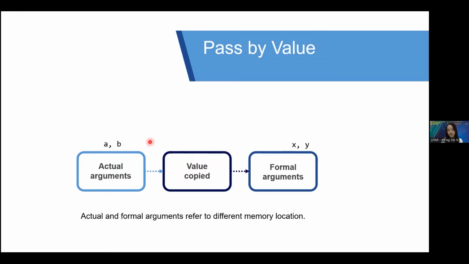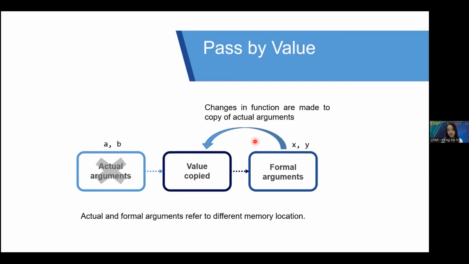Okay, so all these actual and former arguments a, b, x, y, they are all different variables stored in different memory locations. Basically, you can think that they are all different variables, right? So if any changes are made to the former arguments, if you try to change the value of x and y, it won't affect the actual arguments' value. It would just make the changes to its own former arguments, the x, y in the function only. That's how it actually works.